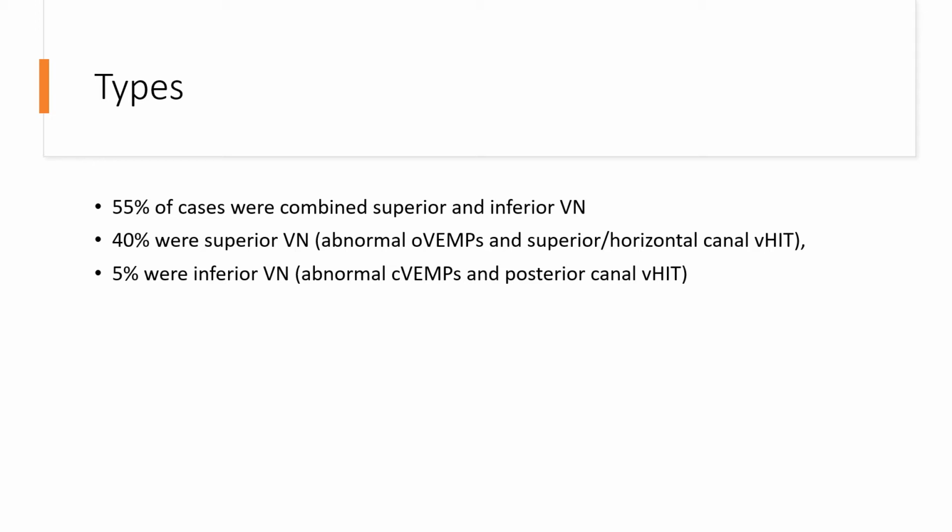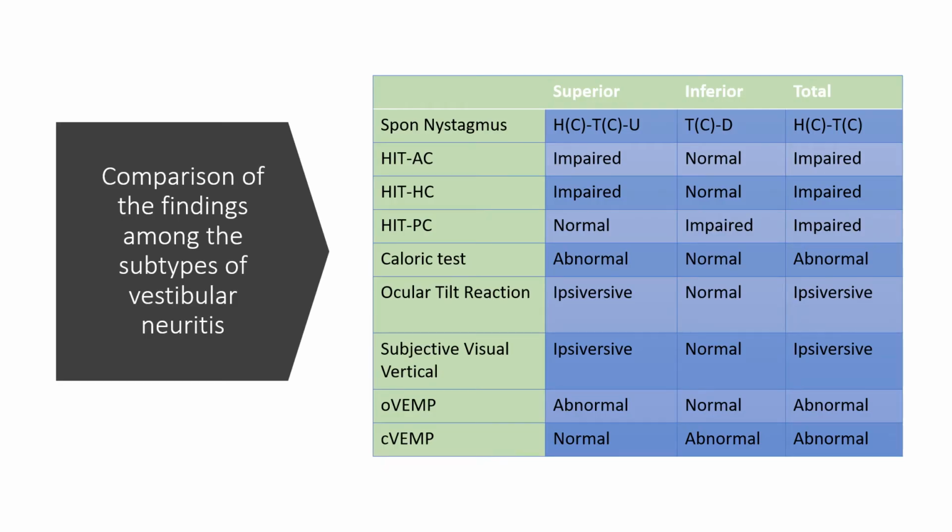Involvement of the superior vestibular nerve can be demonstrated by abnormal ocular VEMP and superior and horizontal canal V-HIT impairment, whereas in inferior vestibular nerve involvement, there will be abnormal cervical VEMP and posterior canal V-HIT impairment. This table shows different pictures in different types of vestibular neuritis.